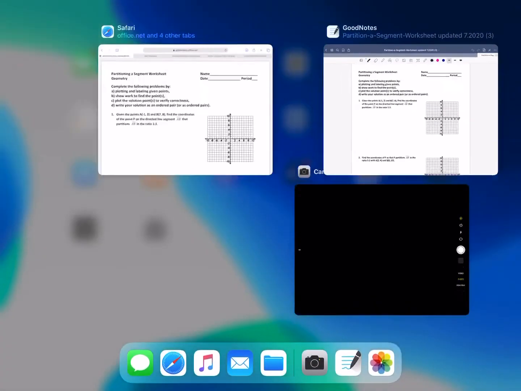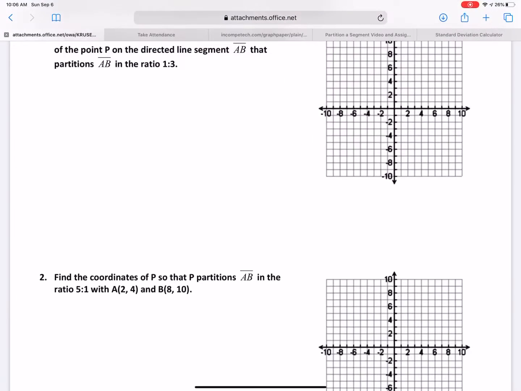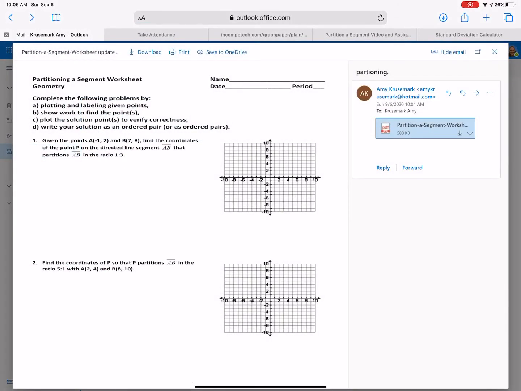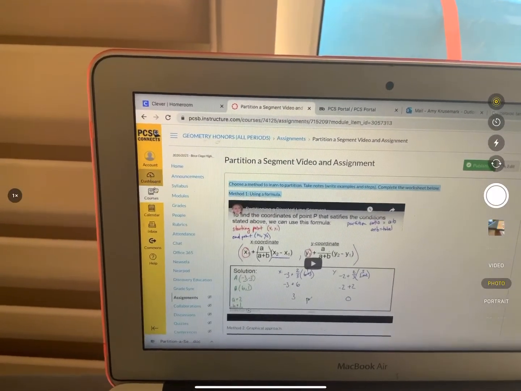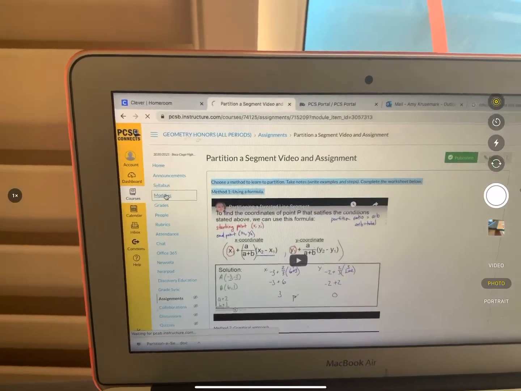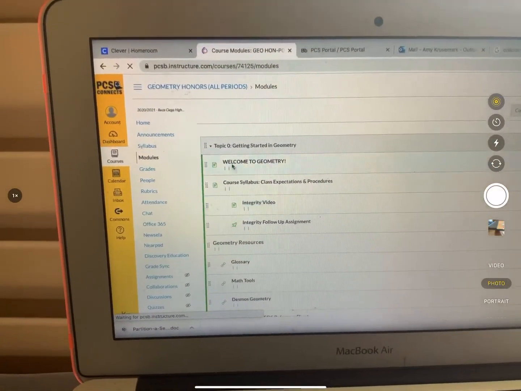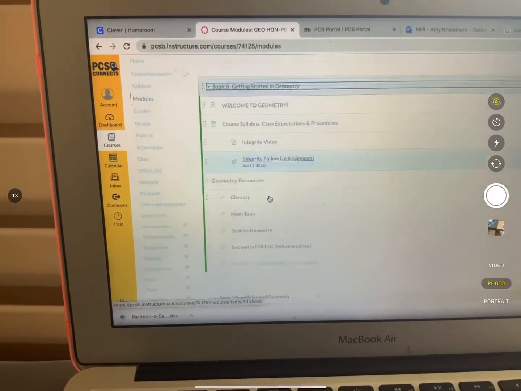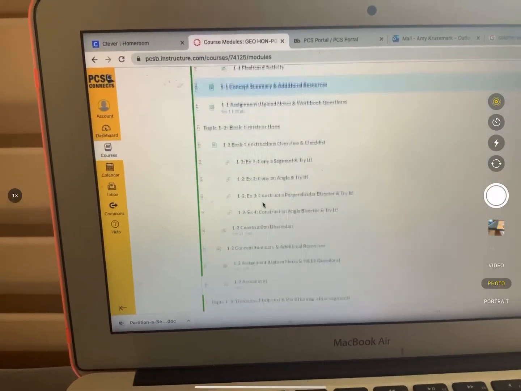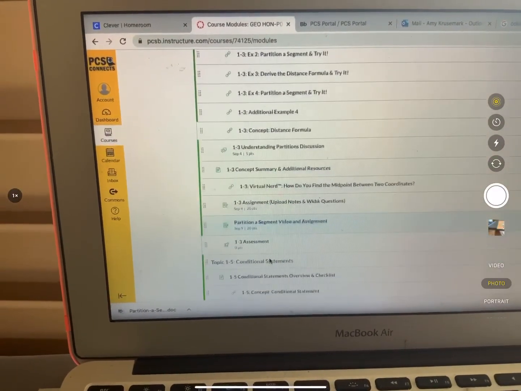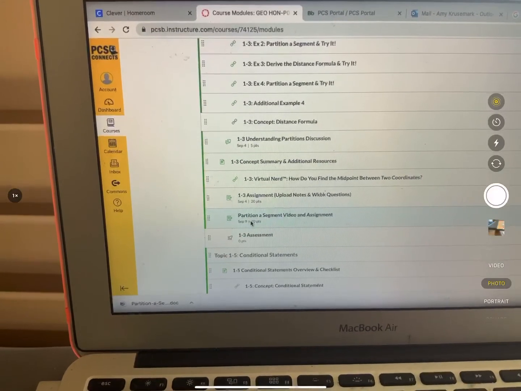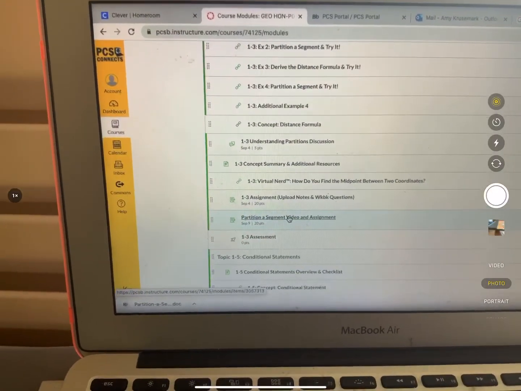Now you might be wondering, how should I have gotten there? So let's take a look. If you're like, oh, I can't find this assignment, well, remember we kind of went back. So if we go to modules, this was actually a review. So I've got topic 0, I can fold that up. If I did 1-1, 1-2, and then 1-3, here's this partitioning a segment video assignment. See, right there, 20 points. So that's how I got to the assignment.